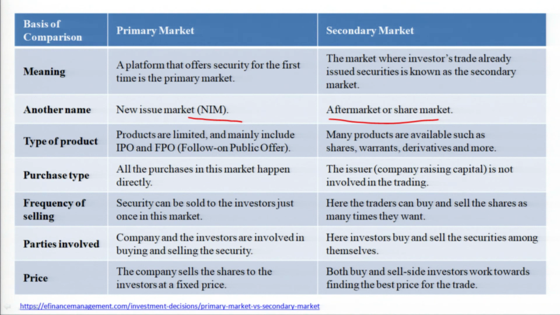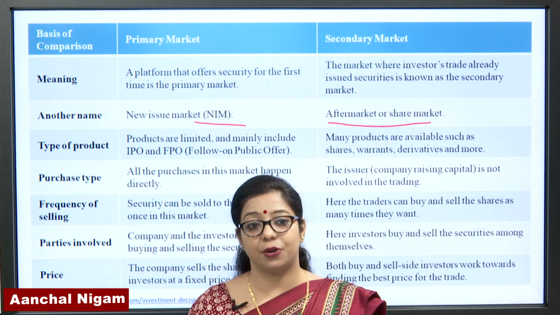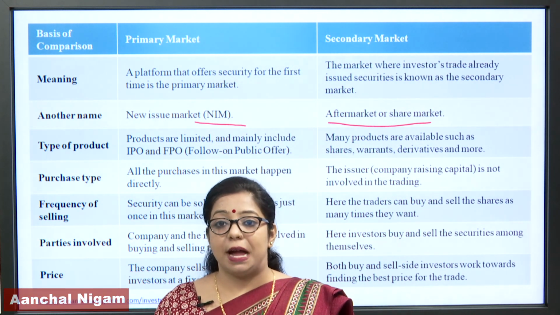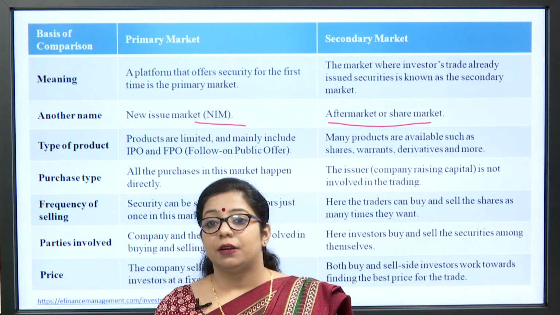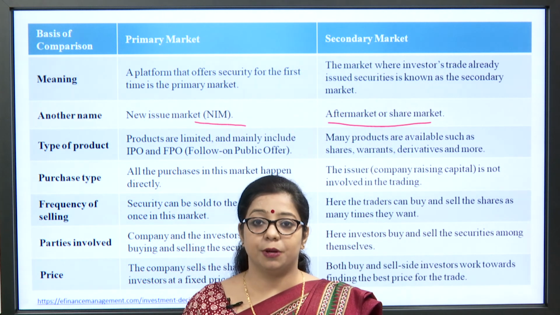If I talk about the parties involved, in the primary market the company and the investors are involved in buying and selling the securities, while in the secondary market the investors buy and sell the securities among themselves only, through the trading platform provided, the stock exchange. If I talk about the last basis of comparison, that is price, the company sells the shares to the investors at a particular fixed price. In the secondary market, both buying and selling side investors work towards finding the best price for trading.